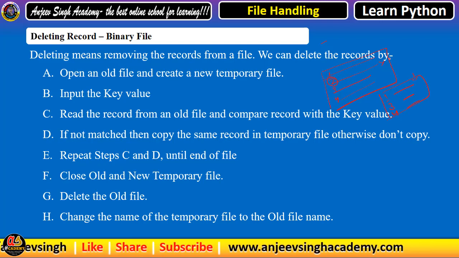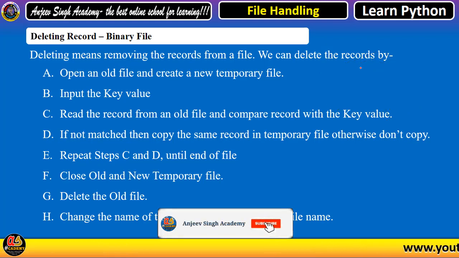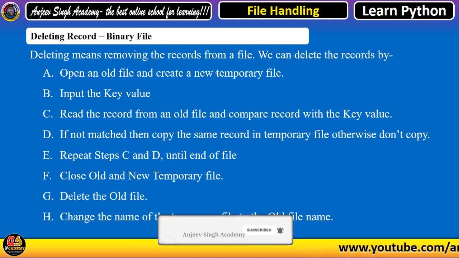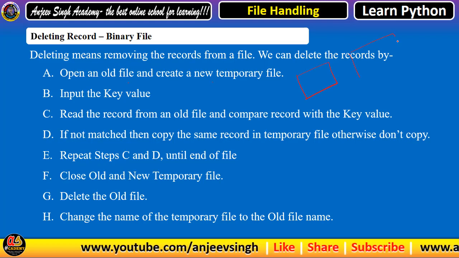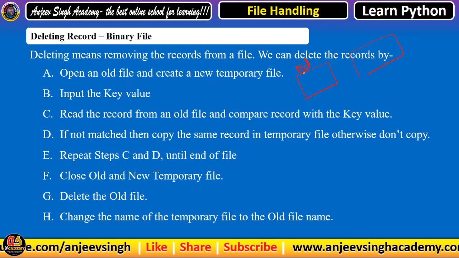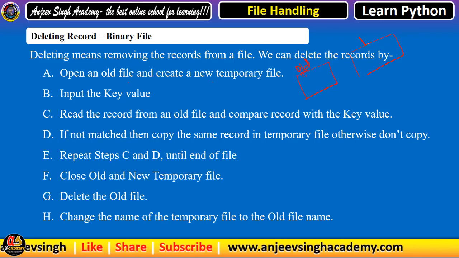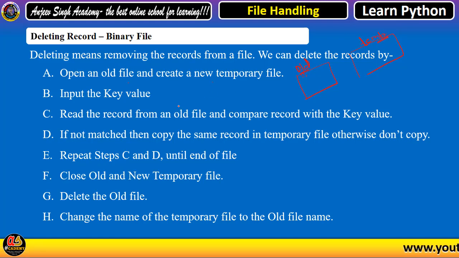तो हमें रिकॉर्ड्स को डिलीट करने हैं, और कैसे करने हैं इसके बारे में भी हम जानते हैं। इसके लिए आपको करना क्या होगा? First you have to open an old file and create a new temporary file. ठीक है, रिकॉर्ड्स को डिलीट करने के लिए आपके पास दो फाइल हैंडल होंगे। एक फाइल हैंडल जो हमारा ओल्ड फाइल होगा, जो हमारा एक्चुअल फाइल होगा, उसके साथ कोरिलेट करेगा, और एक हम टेंपरेरी फाइल बनाएंगे। And input the key value. Key value means the value through which you want to search.